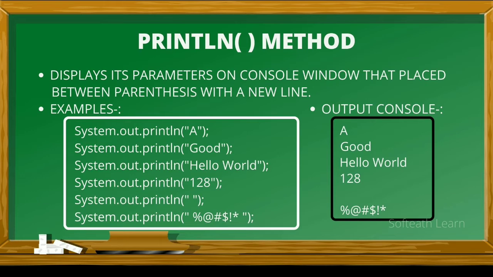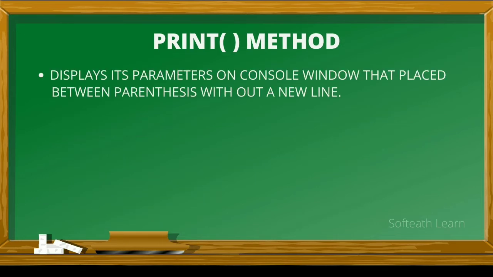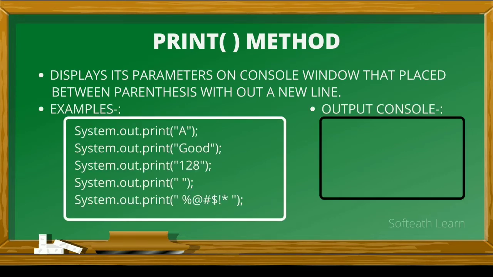Now let's have a look at the print method. It works the same as the println method, but it does not break into a new line. So it also displays the parameter on the console. Now look at this example, which is written using the print method. All the output will be printed on the same line. That is, unlike the println method, we will not get a new line. So the output of this statement will look like this. That is, first we print A.